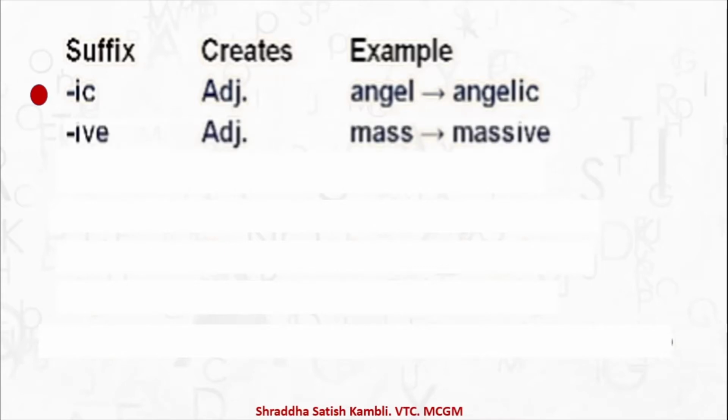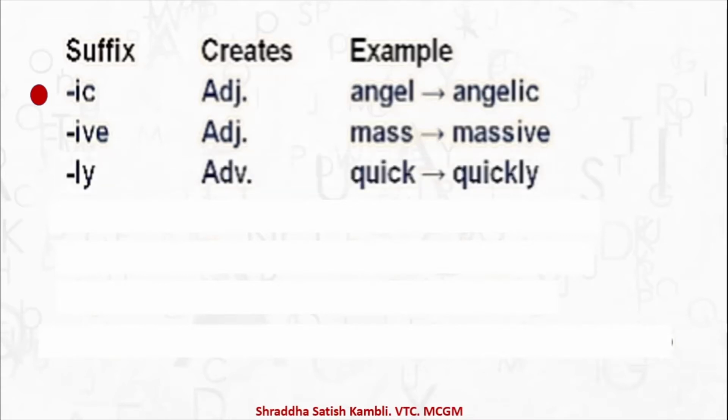So see, we have the suffix IC. Can you see the suffix IC? See how it changes words. So it changes into an adjective. So when you add IC to angel, angel becomes angelic. Okay, and angelic is an adjective. Alright, angel is a noun. Let us look at some more examples. So see, IVE. When you add IVE, again an adjective is created from a noun. So mass becomes massive.